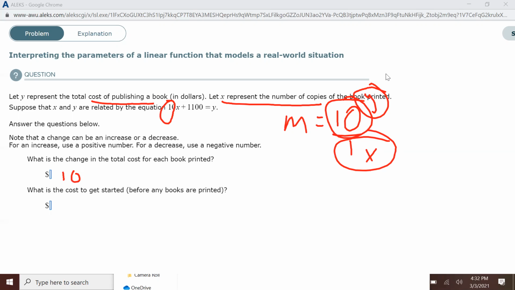Now the y-intercept always tells us the starting amount of anything. The starting amount of the publishing costs is $1,100 before we even publish one book, because every business has startup costs. You have to start buying things before you can sell things, and that is how this works.